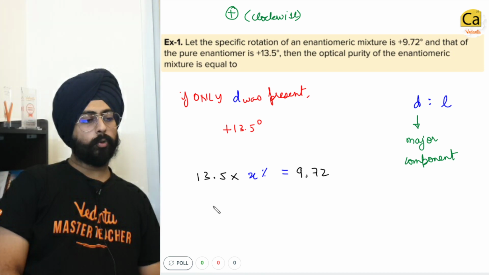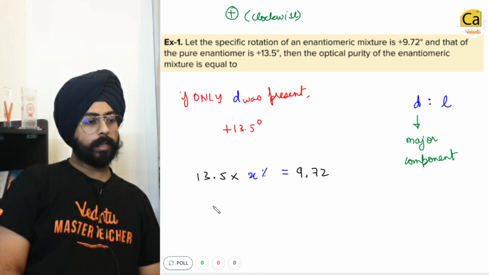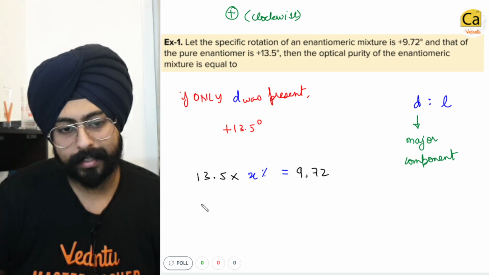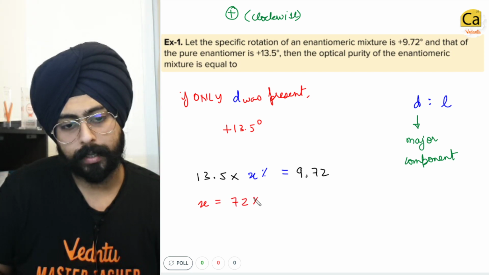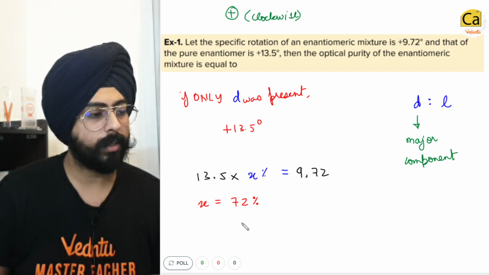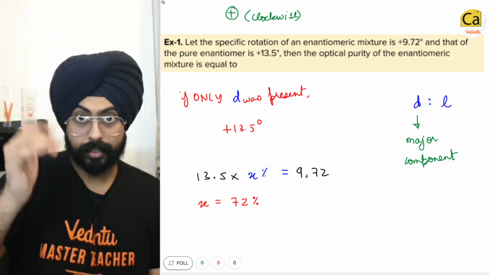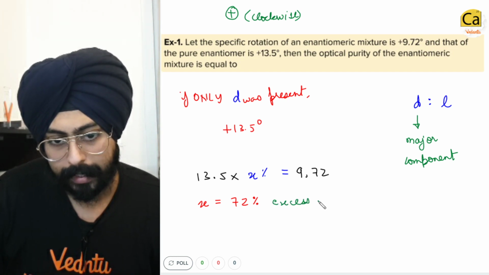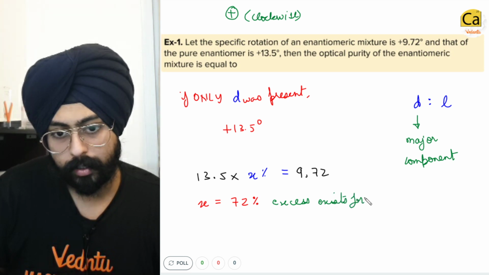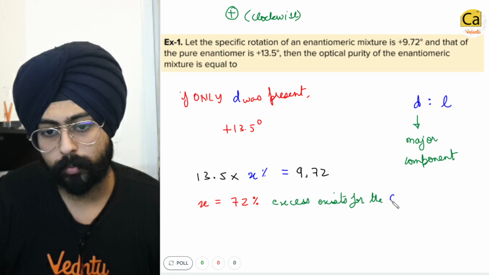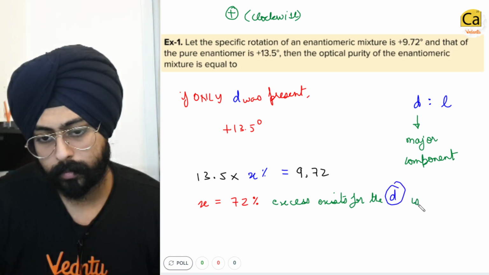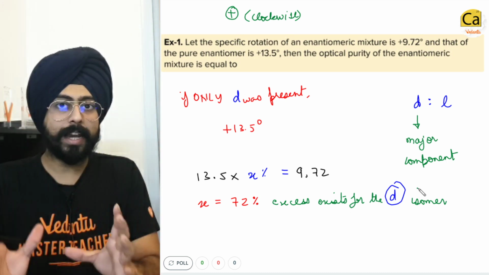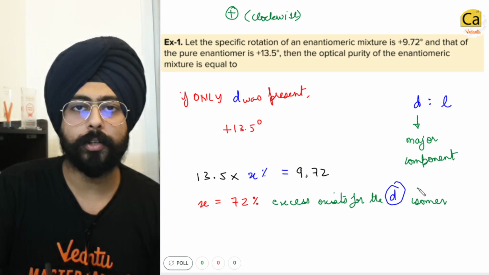Prithvish is saying it is 72%. Rakesh is saying it is 72%. Savi is also saying 72%. So you are saying that x is equal to 72%. What this implies is that a 72% excess exists for the D isomer. Am I right? 72% excess exists for the D isomer because the rest of it is getting compensated.